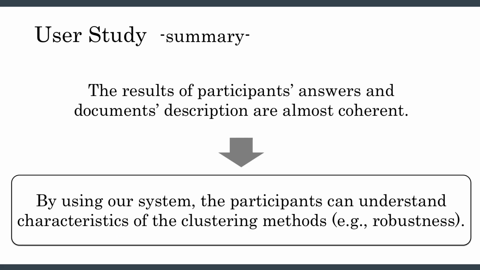This textbook suggests that k-means and mean shift are less robust than dbScan and Ward's method. This aligns with the result of our user study. These results show that the participants successfully evaluated the robustness of the 4 clustering algorithms.